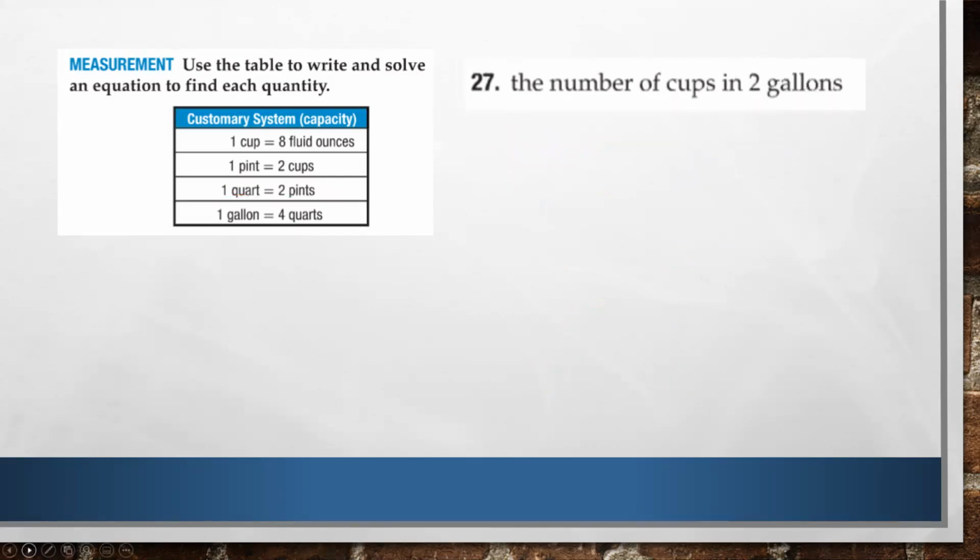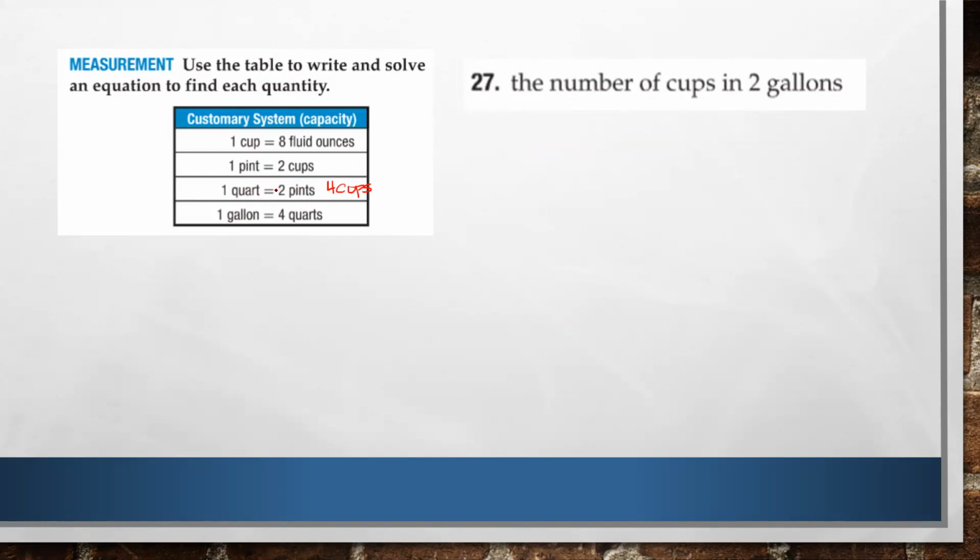Okay, next problem, number 27. Here it's asking for the number of cups in 2 gallons. Now, it doesn't tell us in this table how many cups are in a gallon, but it does tell us that there are 2 cups in a pint, and there's 2 pints in a quart. So in a quart, that means there are 4 cups, right?